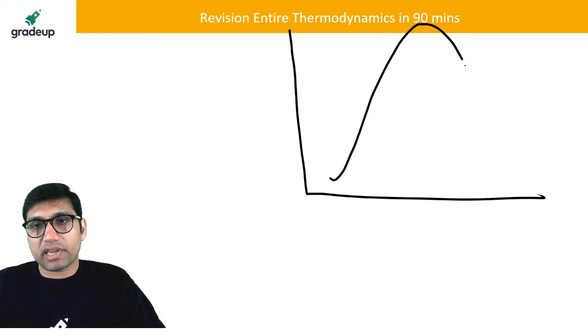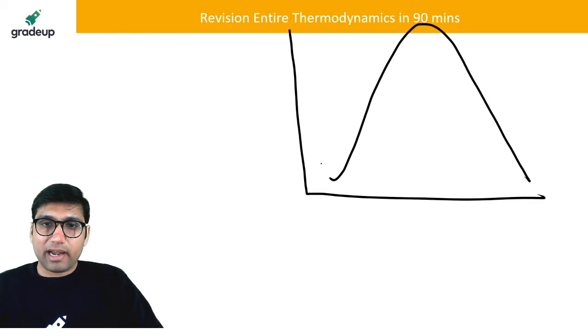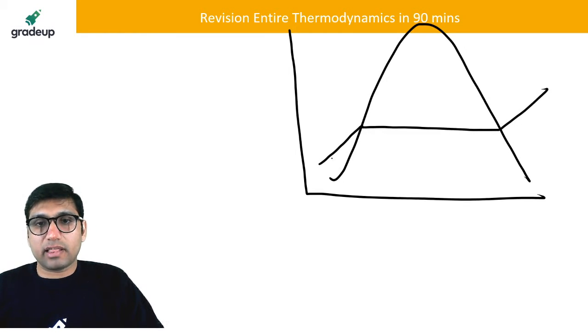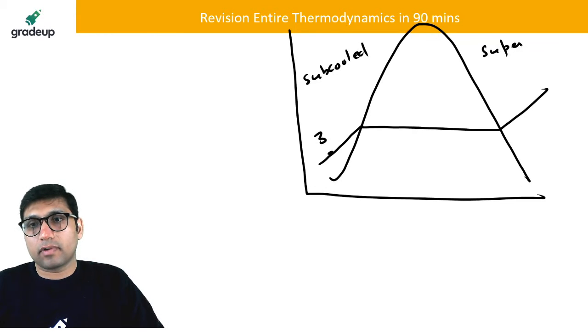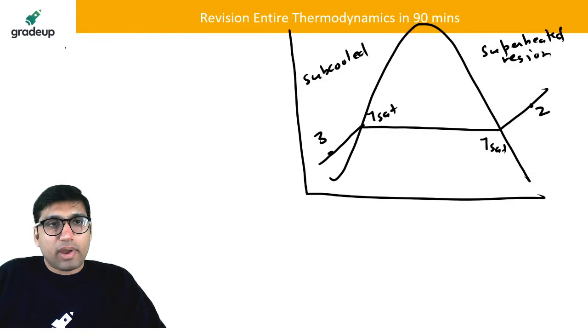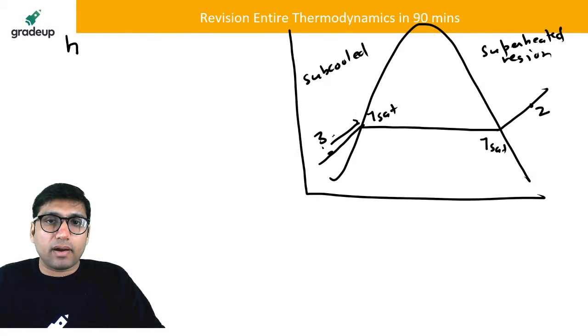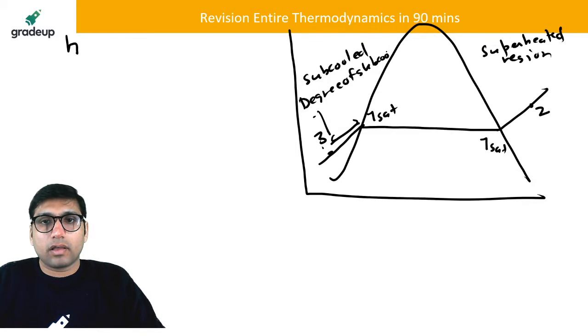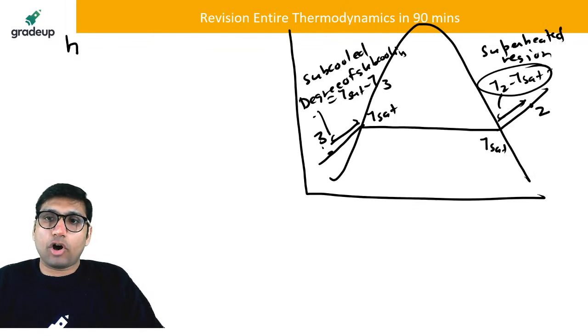We are about to reach the end of the session. So my dear students, if you have to find the entropy in the third region, the subcooled region and the superheated region, let us say this is point 2. This is the saturation temperature here. Here also it will be saturation temperature. So in this region, there is a term called degree of subcooling. Degree of subcooling is equal to T saturation minus T3, and degree of superheating is equal to T2 minus T saturation. This is called degree of superheating.